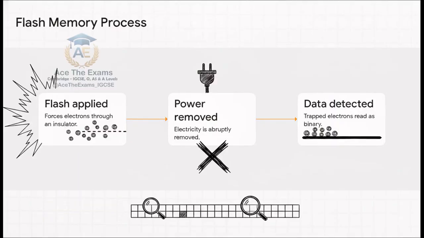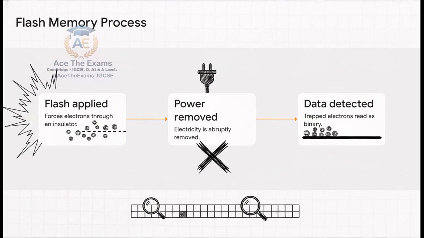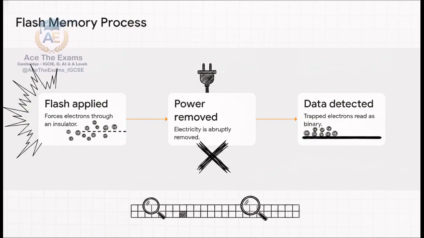So here's how that physical reality actually builds into a memory device. Step 1. A massive flash of electricity is applied. It's so strong it forces those electrons straight through that insulator barrier. Step 2. The electricity is abruptly removed. Step 3. Because that insulator barrier is right back in place, those electrons are now totally trapped on the other side. They are physically stuck.